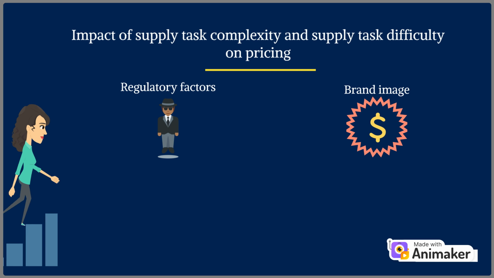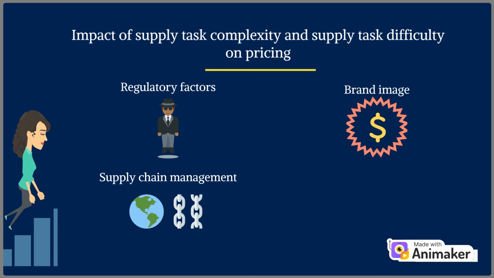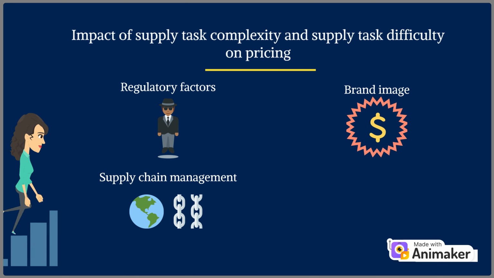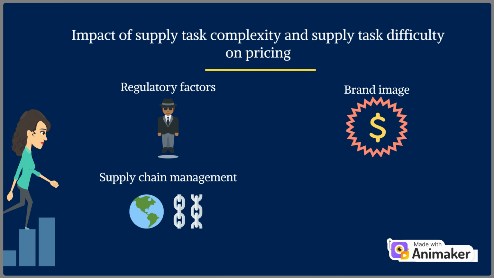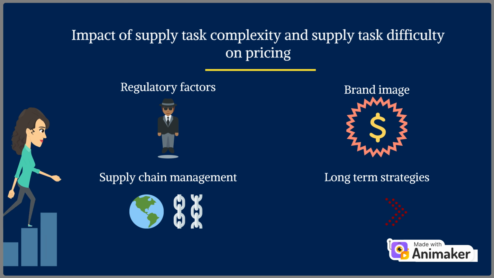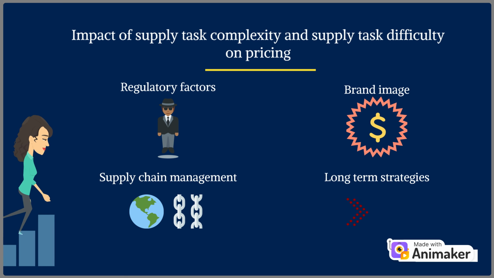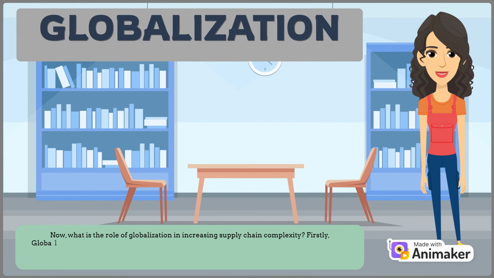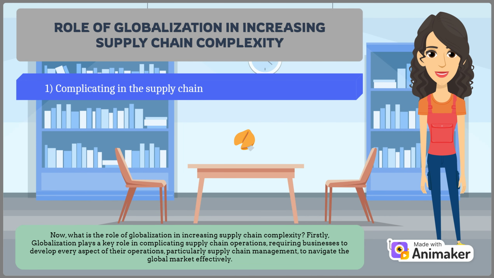Furthermore, pricing in the supply chain management can be reduced with standardization and partnering with suppliers. Cost control could be obtained. Next, for long-term strategies, companies must balance short-term profits with considerations for market share, customer loyalty, sustainability, and adaptation with technology. Now, what is the role of globalization in increasing supply chain complexity?